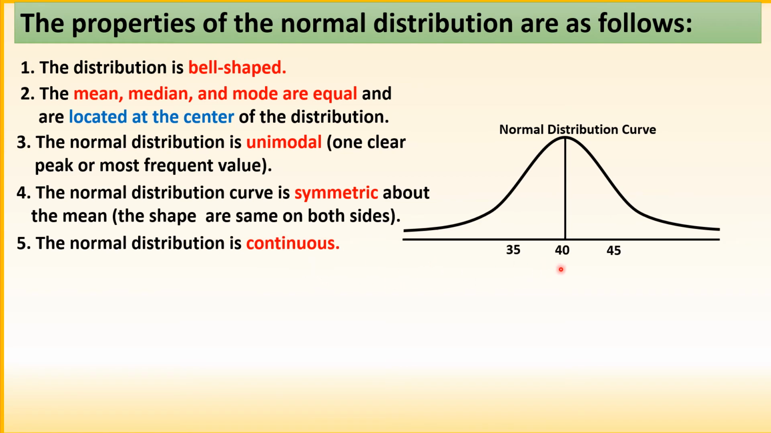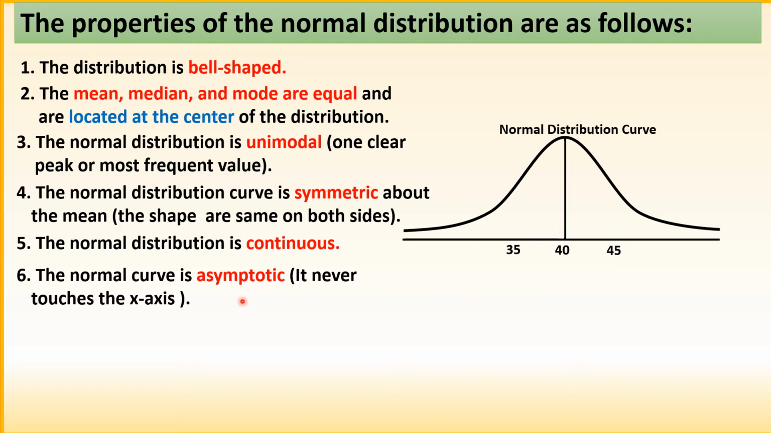Number 5, the normal distribution is continuous. So let's say ang mean natin ay 40. Above the mean, we have here 45, and below the mean, we have here 35. So between 40 and 45, meron tayong infinite numbers. So kaya natin siya tinawag na continuous. So pwedeng maging 40.1, 41.6, 42.3, and so on and so forth. Then 35 to 40, meron din tayong infinite numbers. So, pwede maging 36.5, 36.001, and so on and so forth.